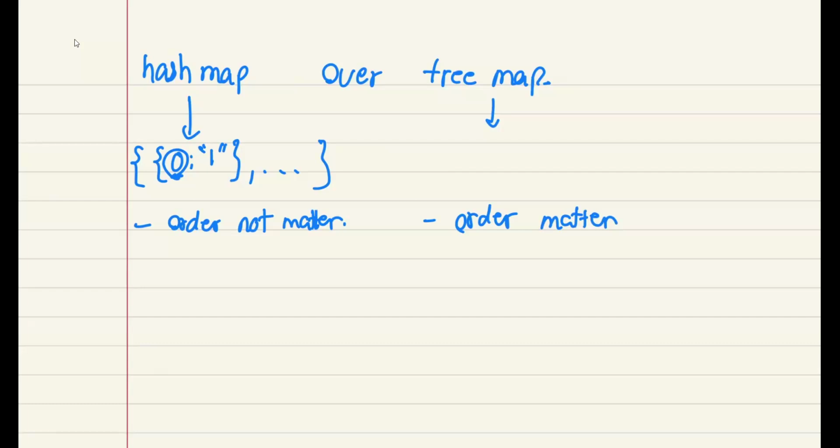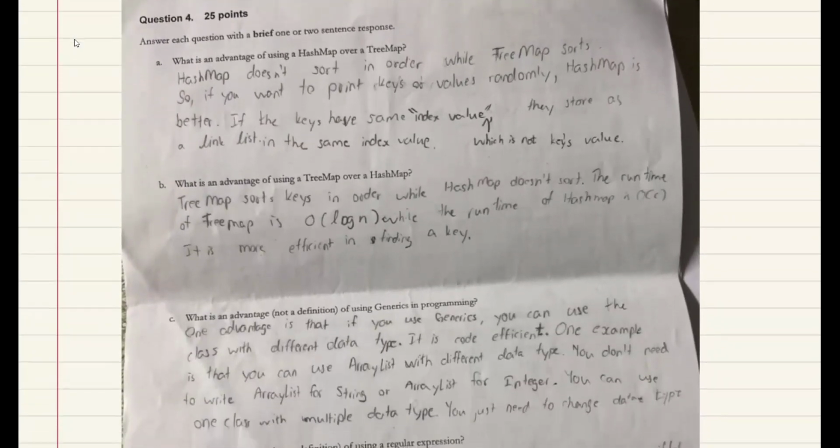Based on the question, you need to answer by yourself: why is it different, and which is better in what scenario. He asks about the advantages of a hash map over a tree map, and why we use a tree map. It just says a one or two sentence response. That is why you shouldn't look at my answer; it is too long.